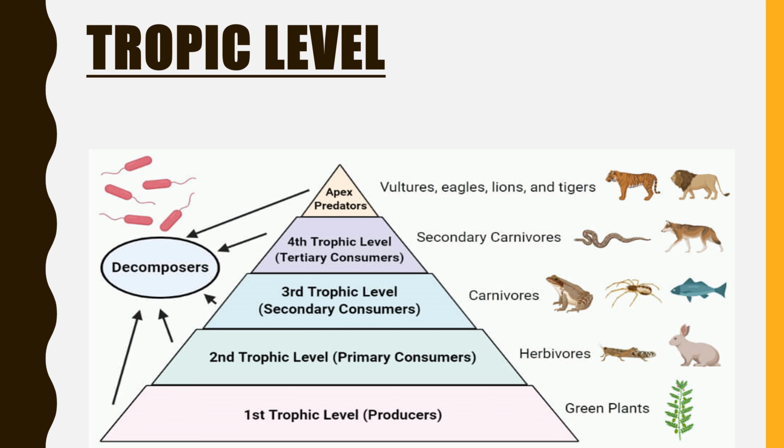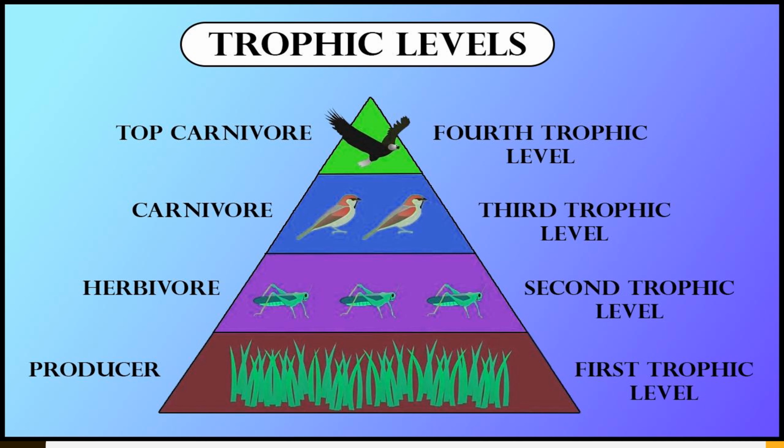Now this is a small example to help you understand the trophic level. Now the green plants are the producers. They are the first trophic level. Then they are eaten by the grasshopper, which is a herbivore. They form the second trophic level. Then they are eaten by the birds. They form the third trophic level, and they are also carnivores. And then they are eaten by the eagle. They form the fourth trophic level. Okay, so they can be eaten by an eagle or hawk, any big bird. So they form the fourth trophic level, and they are the top carnivores. Is it clear to everyone?